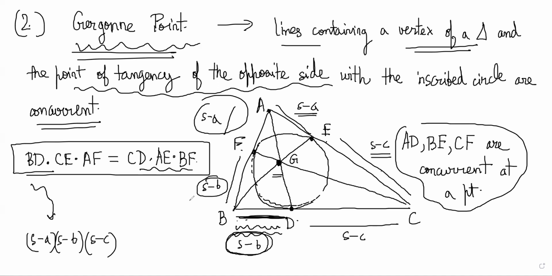But right now, what I wanted to focus your attention on is that we can prove that the lines AD, BE, and CF are concurrent, and they are concurrent at a special point which is known as the Gergonne point, right? And we have proved the concurrency using Ceva's theorem, right? Now let's look at another special point. It is known as Nagel's point.